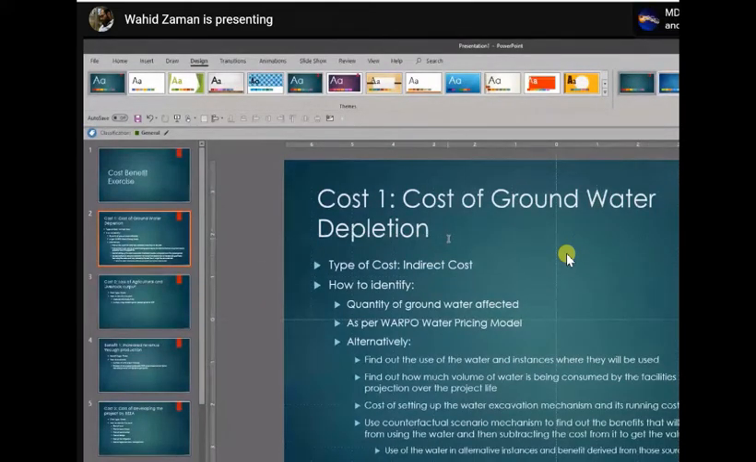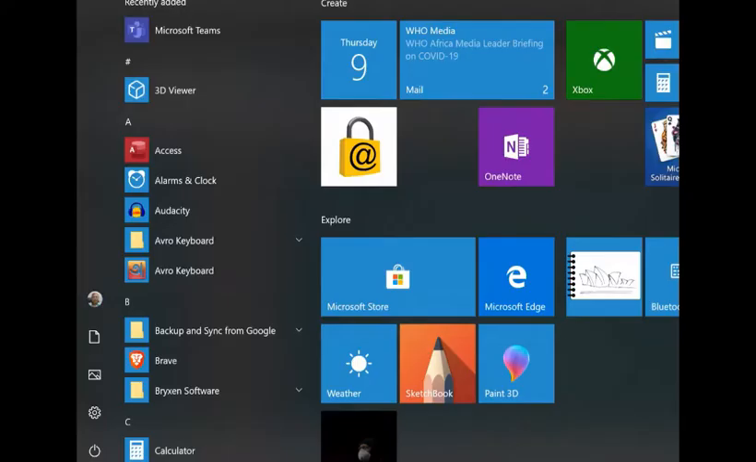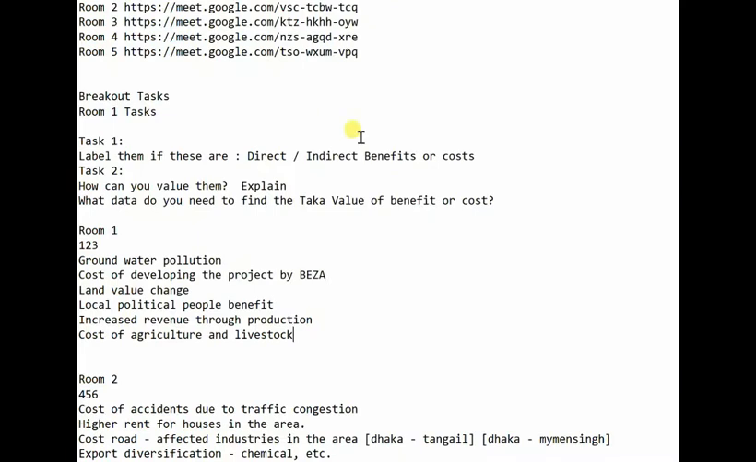Yes sir. Is it a benefit, cost, direct, indirect? Sir, it is a cost, an indirect cost. Okay, just a second. Let me get to my note. So according to you, this is an indirect cost. Okay. Good. Next.